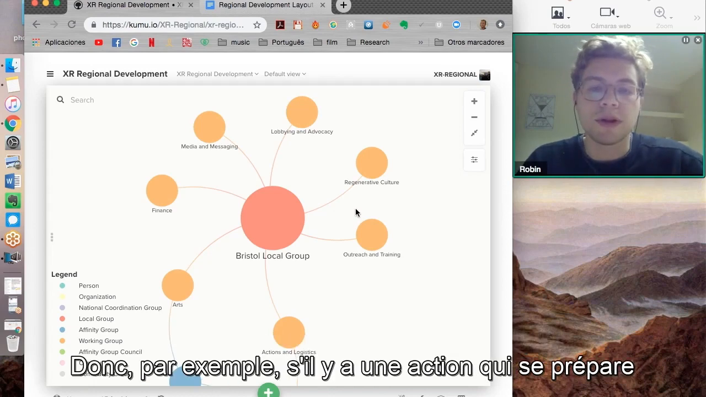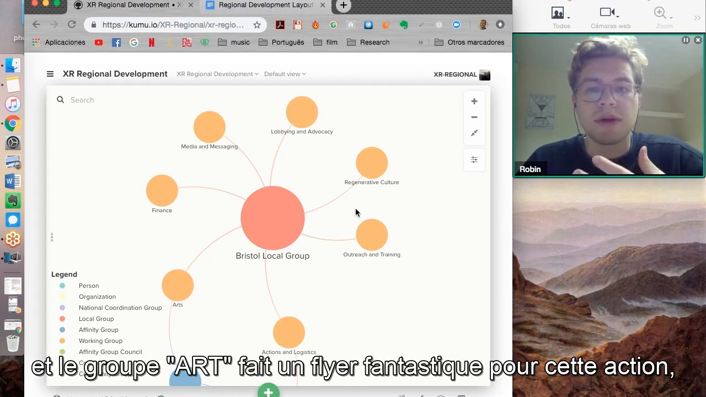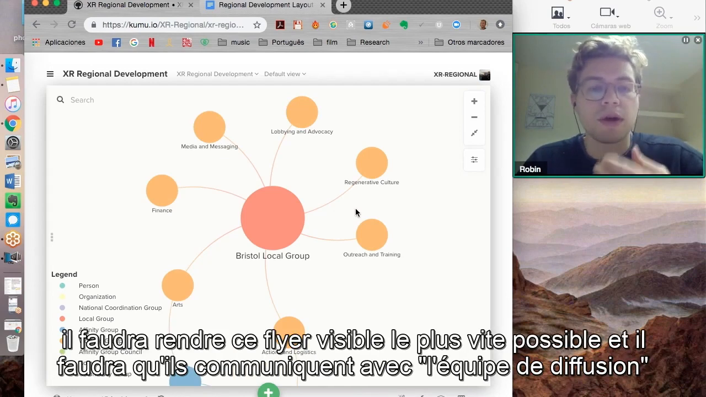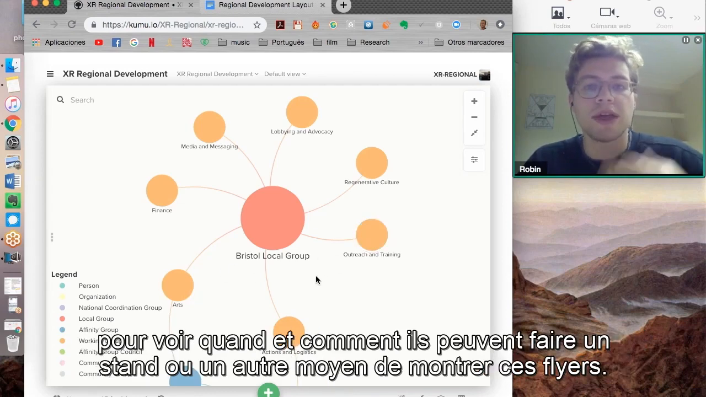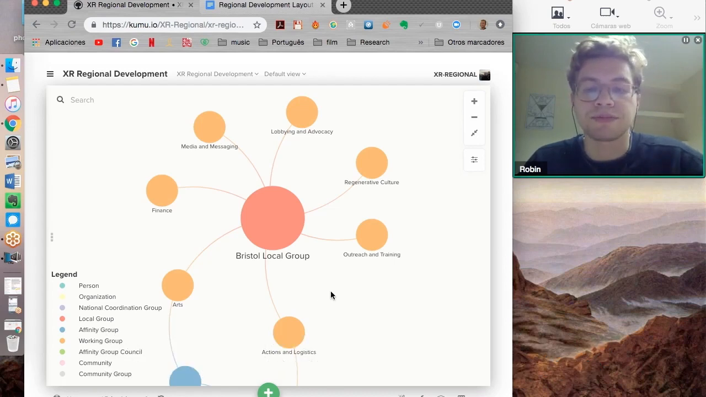So, for example, if there's an upcoming action and Arts have made a fantastic flyer for it, then they're going to want to get that flyer out as much as possible. So they're going to want to communicate with the outreach team to see when they can help to do a stall or an event that can help to get those flyers out.